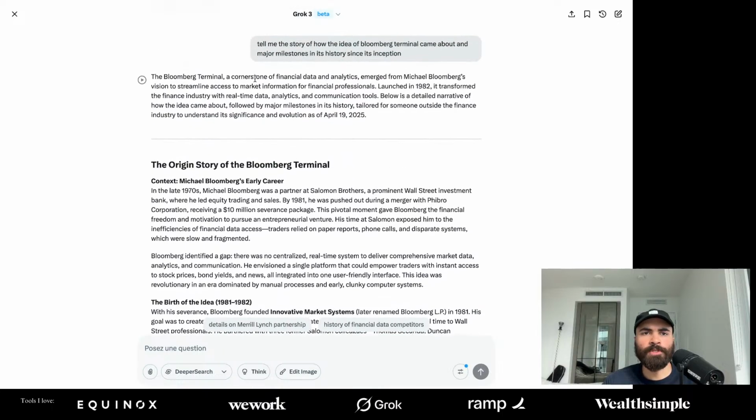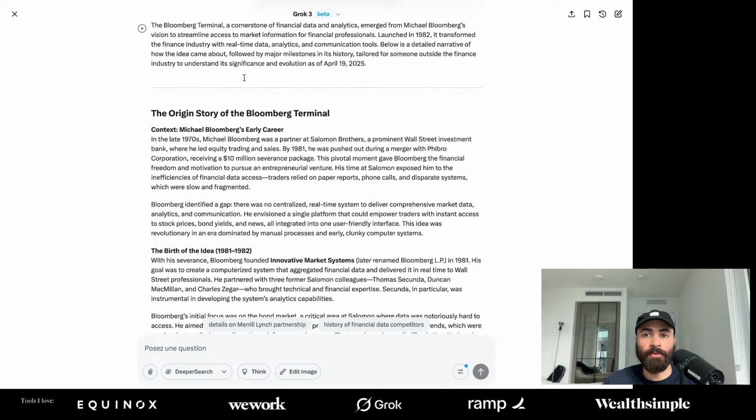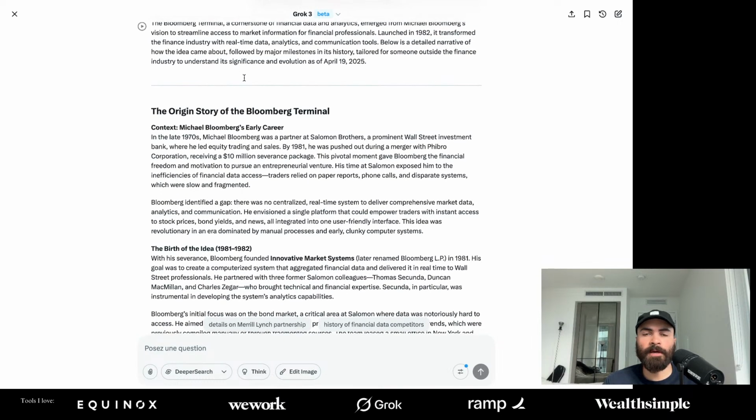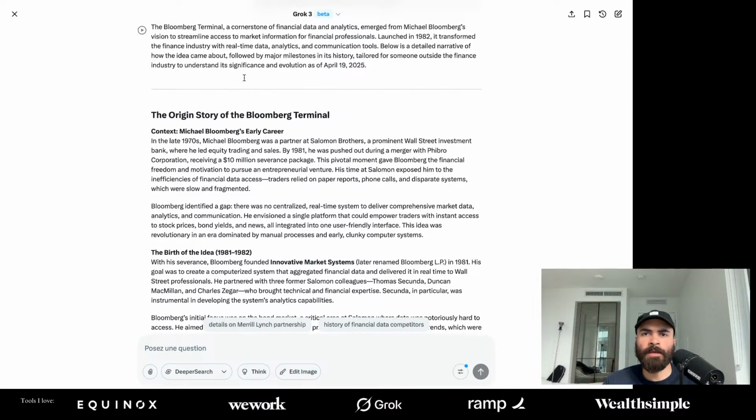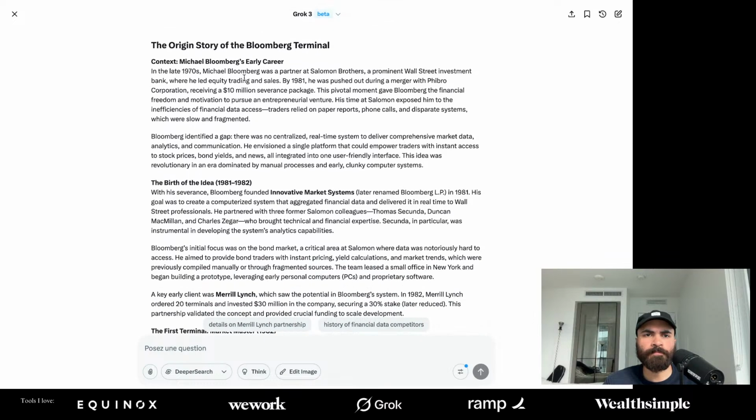It emerged from Michael Bloomberg's vision to streamline access to market information for financial professionals. Launched in 82, it transformed the finance industry with real-time data, analytics, and communication tools. Below is a detailed narrative of how the idea came about, followed by major milestones.